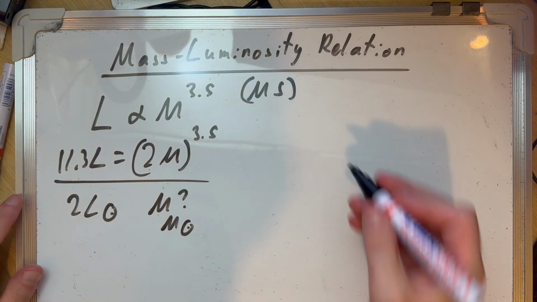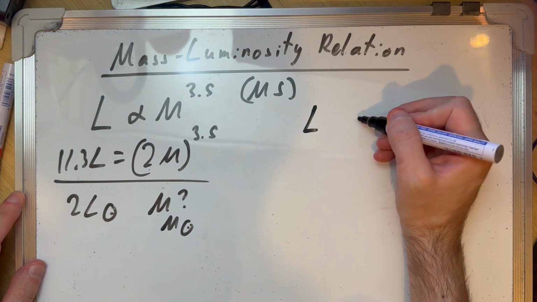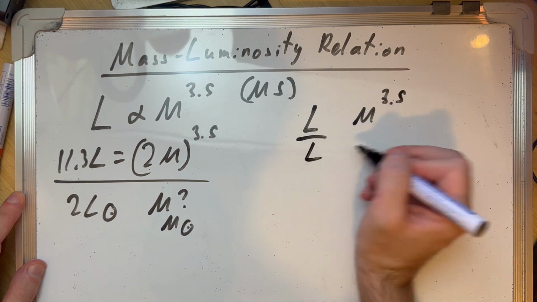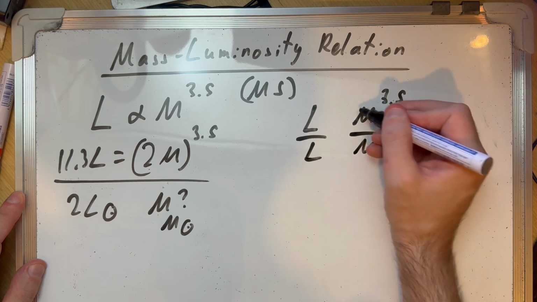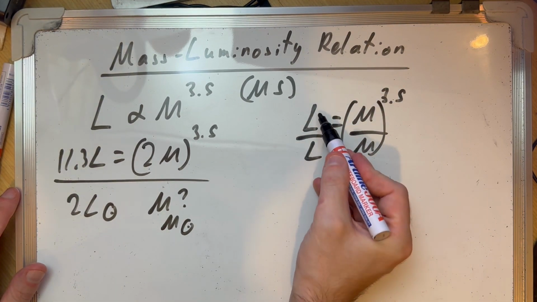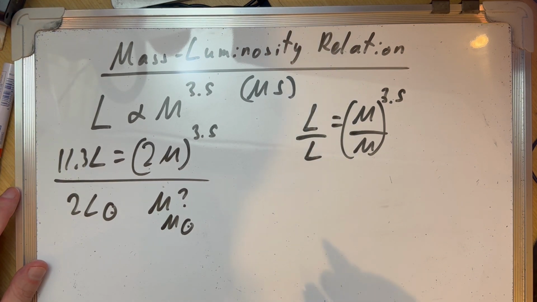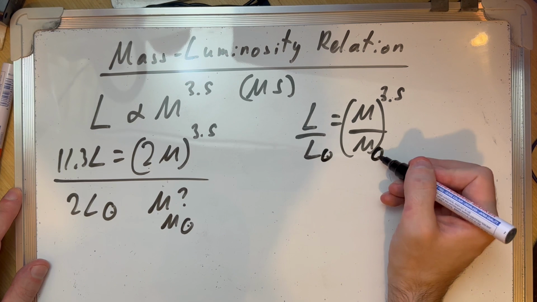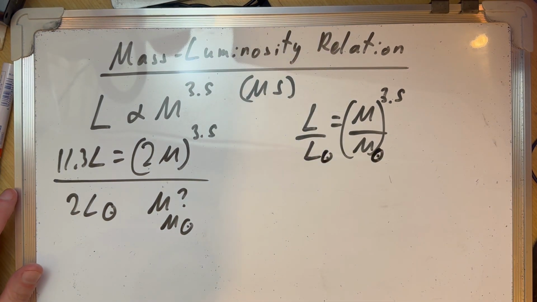Please get comfortable with this. So here's how I would do it. If L is proportional to m to the 3.5, then L over L is equal to m over m to the 3.5. Of course, we can't just say L over L. Let's compare this to the sun.